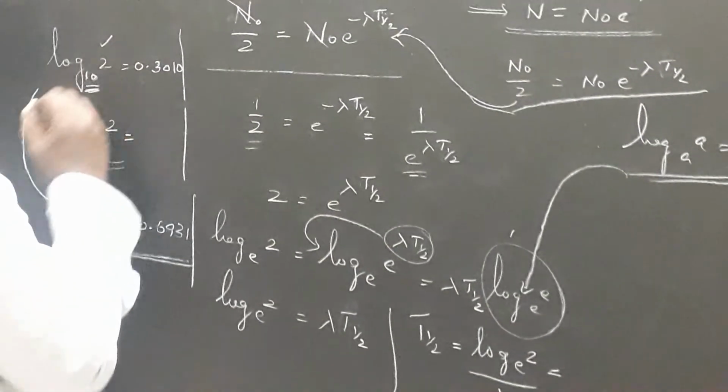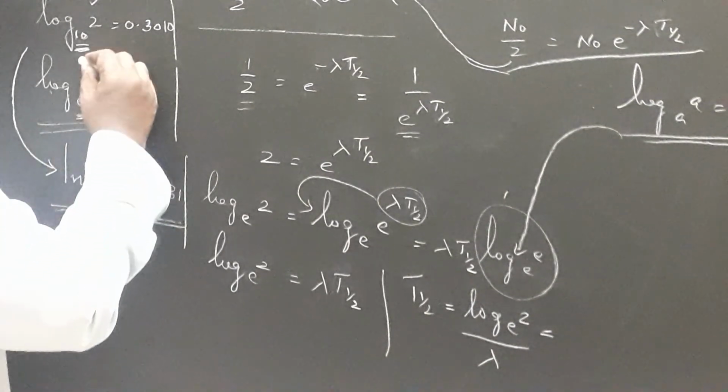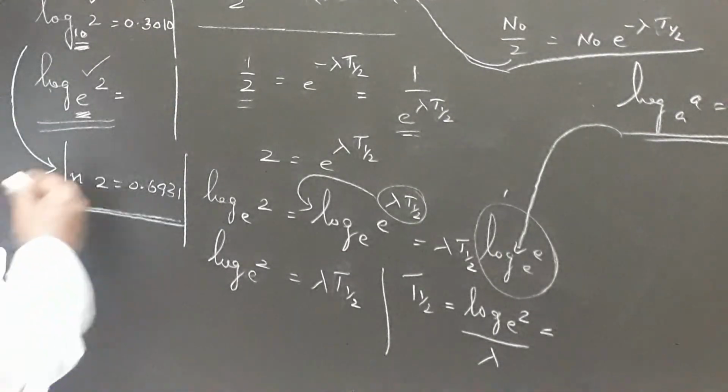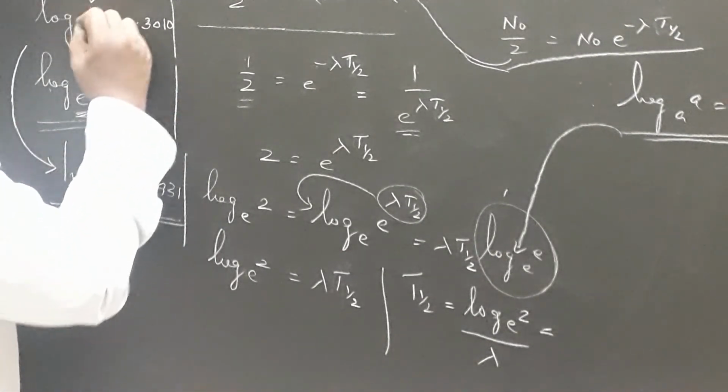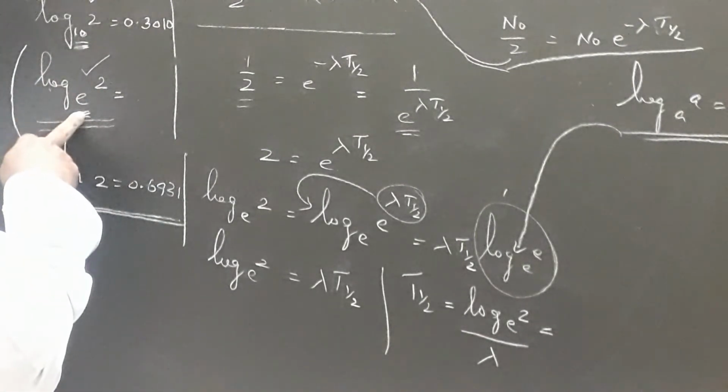If you consider the ordinary logarithm, base 10, instead of the natural logarithm, base e, that is a major difference. This is ordinary log, this is natural log. Ordinary log means base 10, natural log means base e.